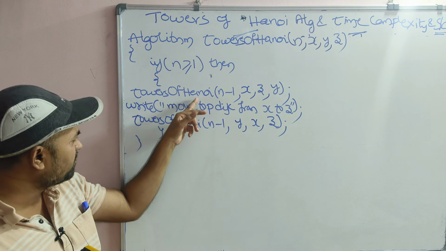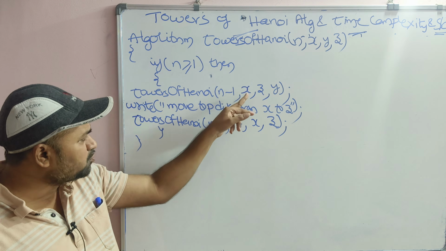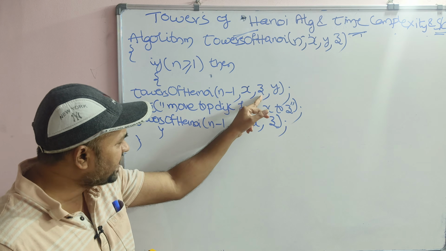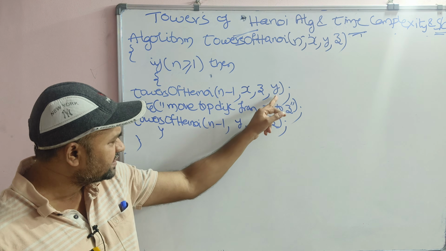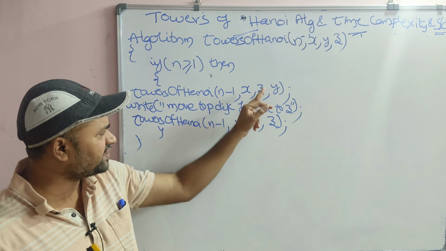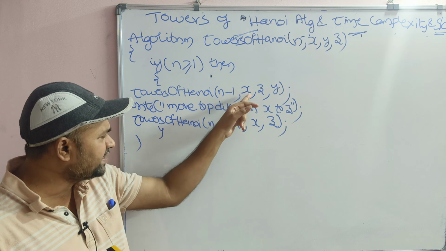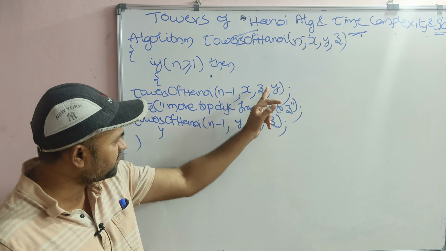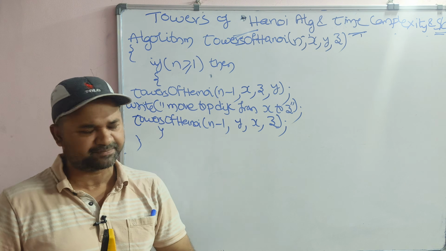then Towers of Hanoi of n minus 1, we have to move the disk from x to y with the help of z. So here x means source tower, this y means destination tower, whereas this z means auxiliary tower. So move the disk from source, that means x, to y with the help of z. So source to destination with the help of auxiliary.